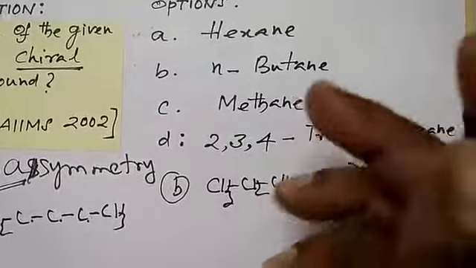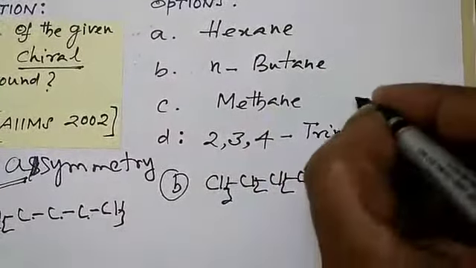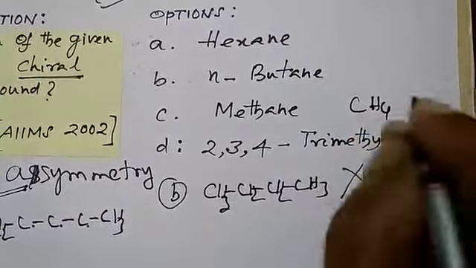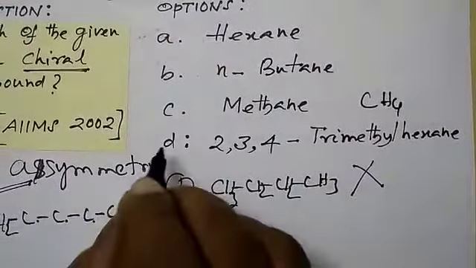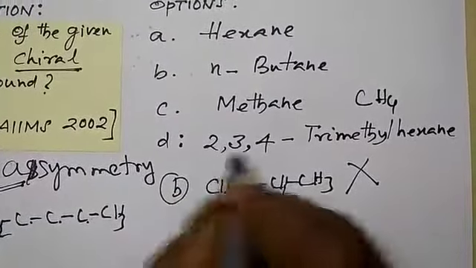Now let us go. Methane is 1 carbon with 4 hydrogens. In the methane formula we know the 4 hydrogens are similar, so it is not asymmetric. One and only option is D. Let us go and draw it.